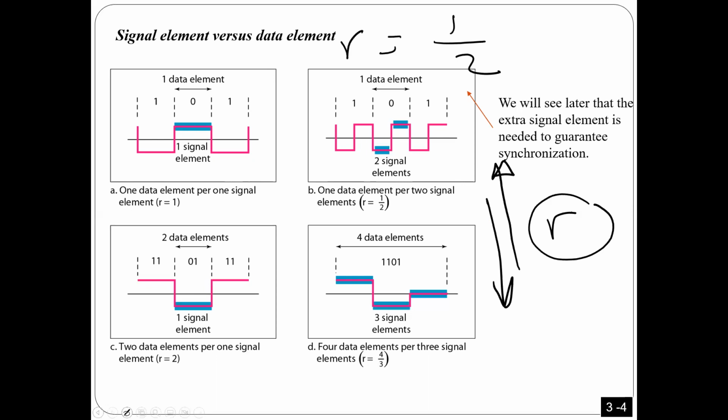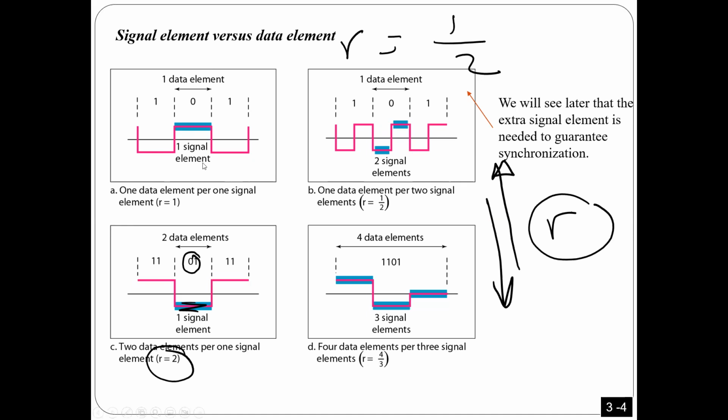Okay, let's see another case, in the case of multi-level. In the case of multi-level, in every level I can transmit more than 1 bit. In the case of two levels, in every level we're going to transmit 0 or 1. So here you can see we have 2 data elements carried by only 1 signal element. So R is equal to 2. You got what I'm saying?